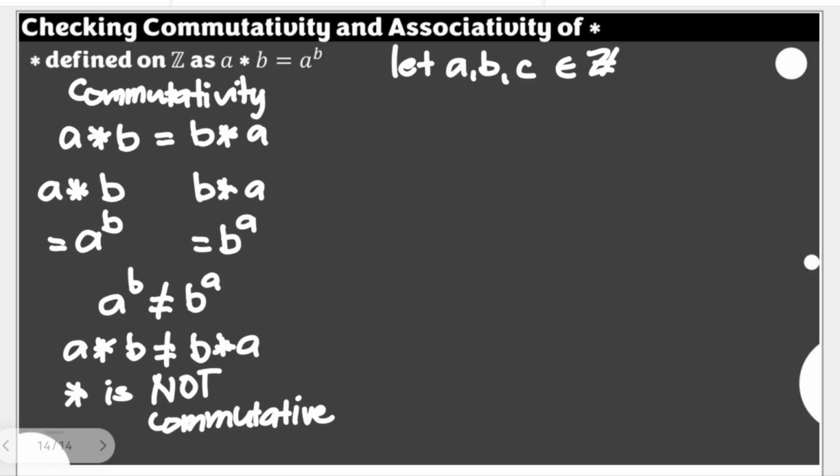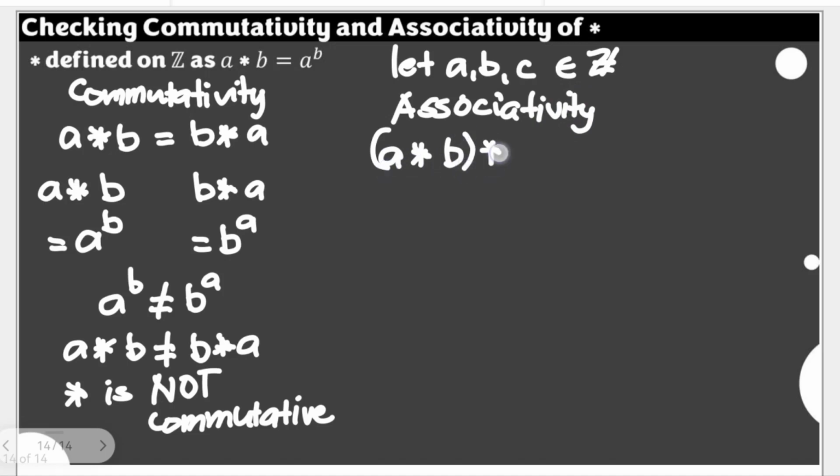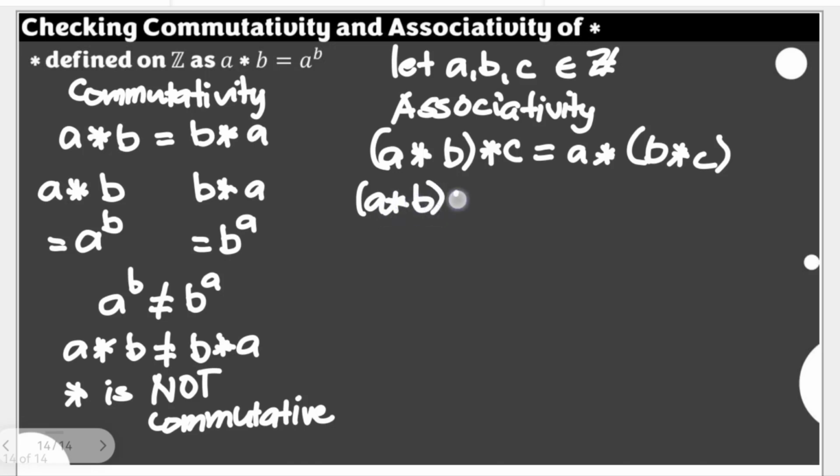Let's find out if associativity will also not hold, or will it hold here. We need to show that the grouping A star B, star C, is equal to A star the grouping B star C. Let us take the left hand side, A star B star C. We start with A star B as the grouping symbol first. This is actually A to the power of B.